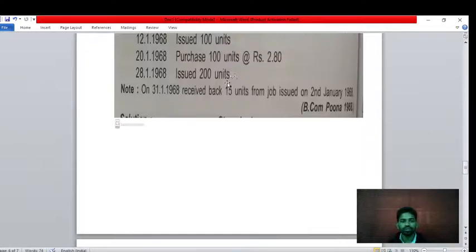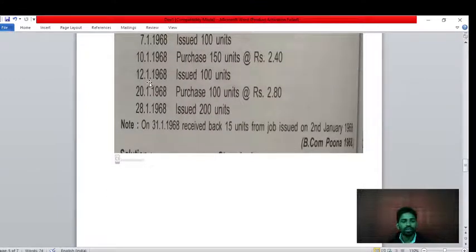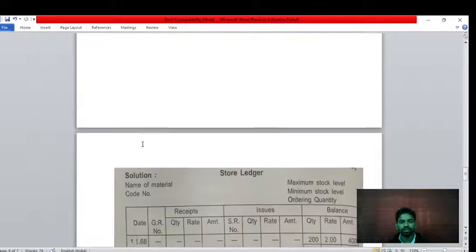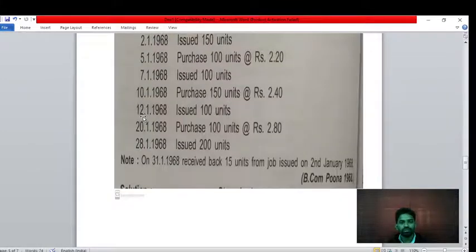Now see, on the next date, on 12th January 1968, issued 100 units.